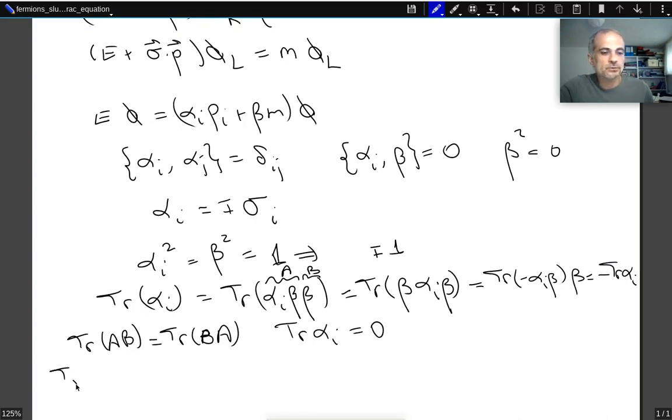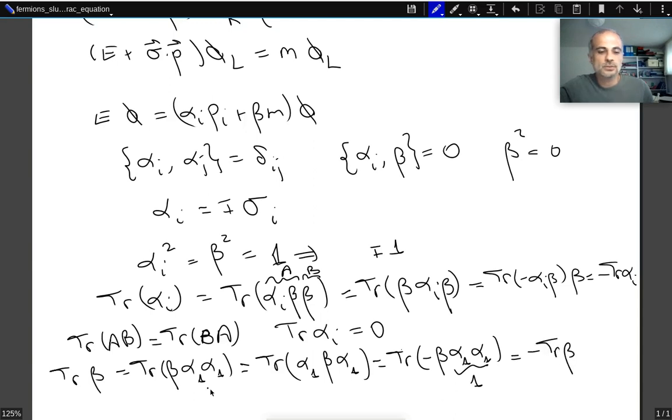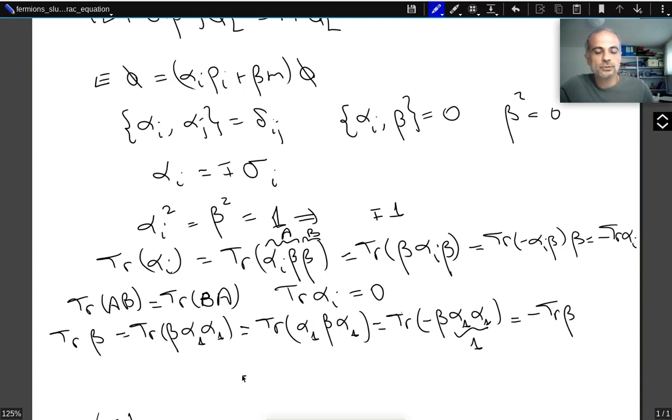Similarly, for the trace of β, one can do essentially the same tricks. This is the trace of β α_1 α_1, because α_1 squared is 1. Now using the property of the trace, this is the trace of α_1 β α_1. Using the fact that β and α anticommute, this is equal to the trace of minus β α_1 α_1, but α_1 squared is 1. So this is minus the trace of β. So we see that the trace of β is equal to minus the trace of β, which tells us that the trace of β is equal to 0.